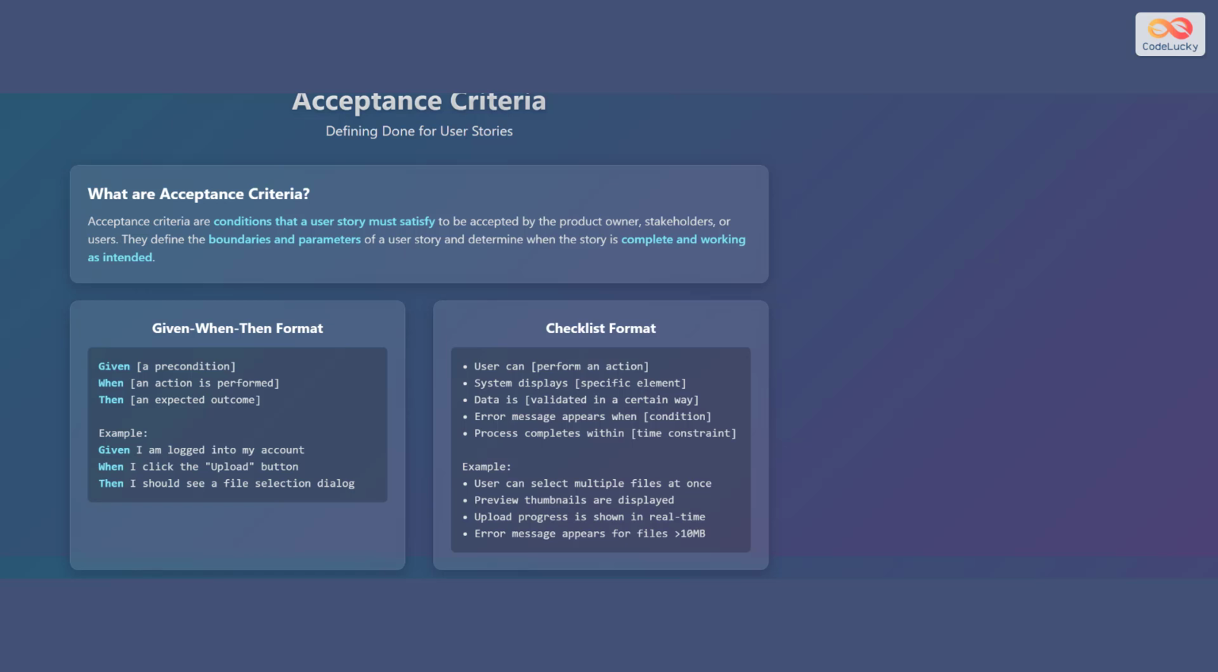Acceptance criteria defines what done means for a user story. These are the conditions that a user story must satisfy to be accepted by the product owner or stakeholders. Common formats include the given-when-then format, such as: given I am logged into my account, when I click the upload button, then I should see a file selection dialog. Another format is the checklist format, for example, user can select multiple files at once, or error message appears for files greater than 10 megabytes.